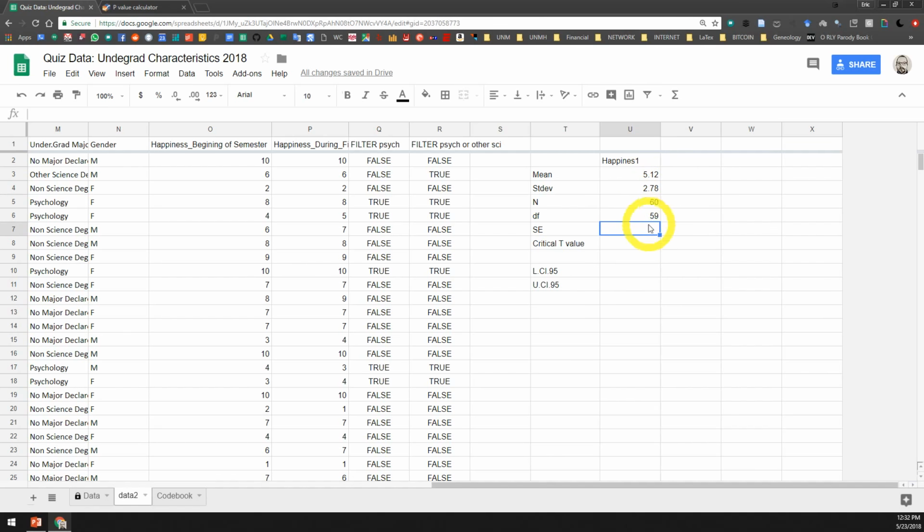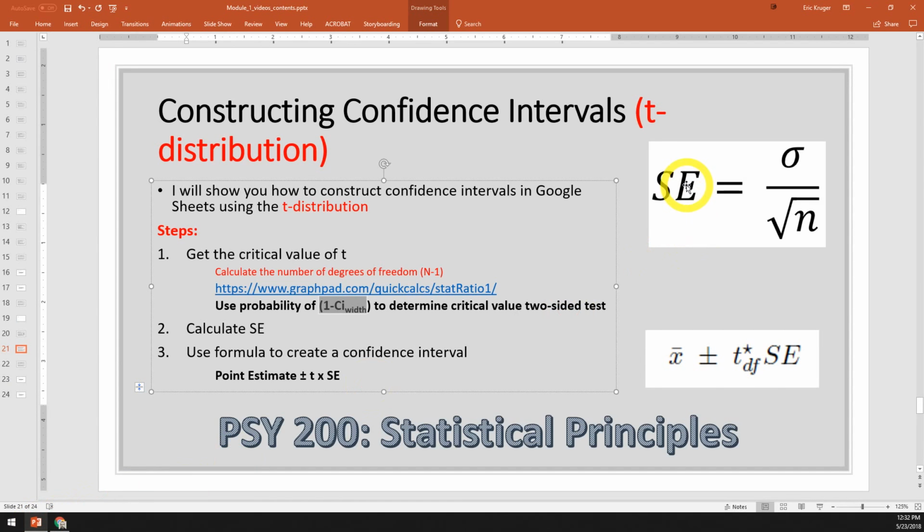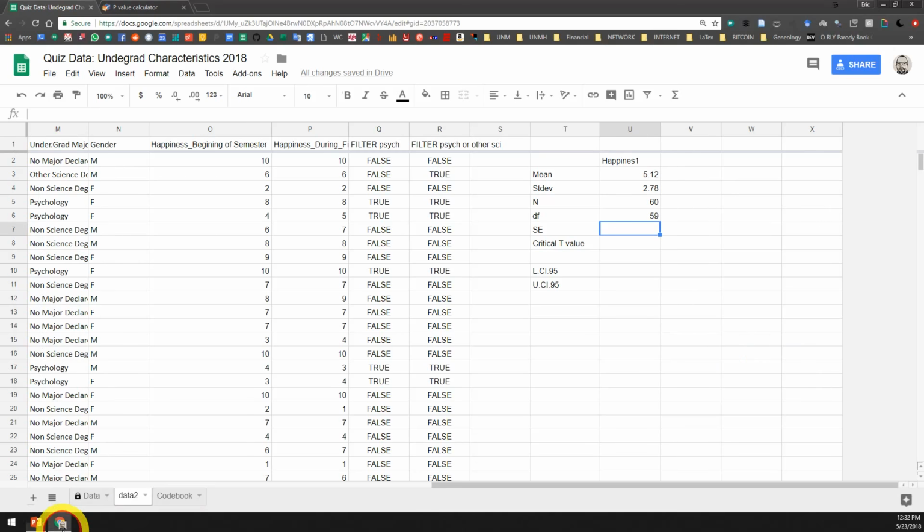And then our standard error, if you recall, the formula for standard error is just our sample standard deviation divided by the square root of the number of observations. So let's go ahead and calculate that. It's equal to our standard deviation divided by the square root, so we're going to call that function, of the number of observations, which is 60, and that with the parentheses, and we get a standard error of 0.35. Let's go and round that down.